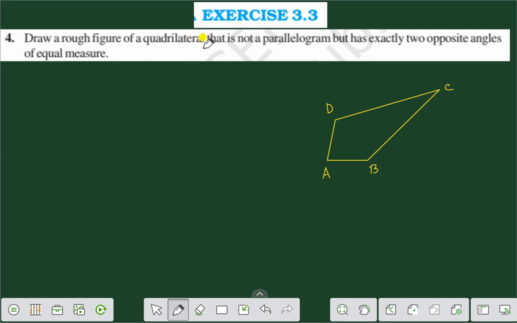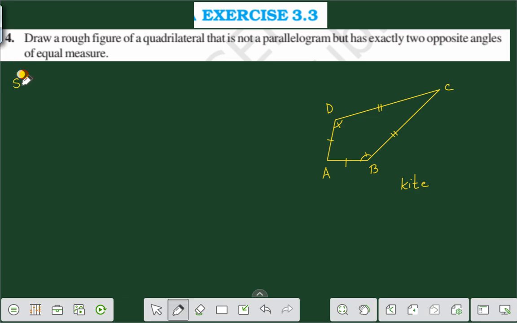Draw a rough figure of a quadrilateral that is not a parallelogram but has exactly two opposite angles of equal measure. Here we have to make a quadrilateral that is a kite. It is a kite. The consecutive sides are equal, that is AD is equal to AB and DC is equal to BC. Here you see that angle B is equal to angle D. But angle A is not equal to angle C, right?